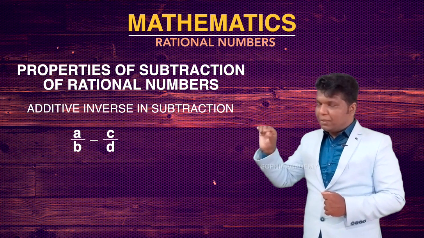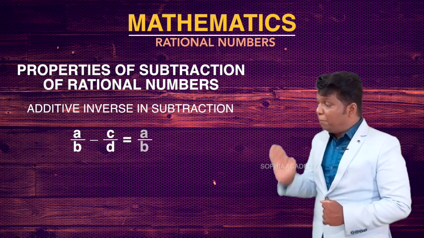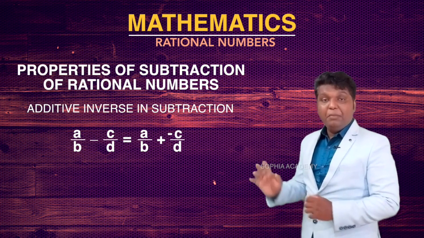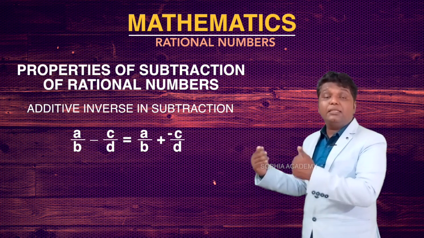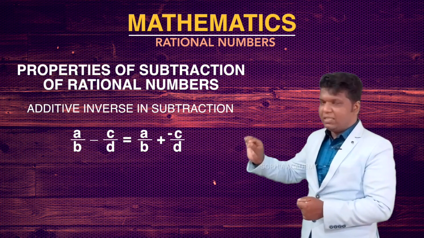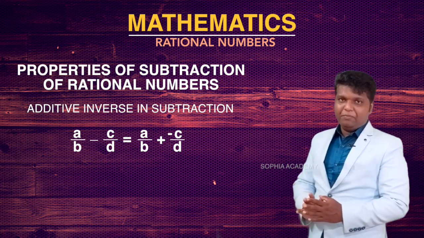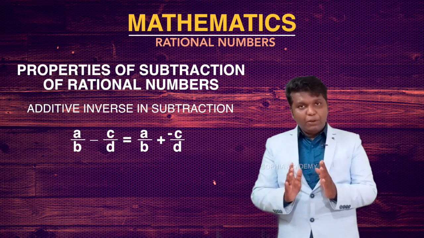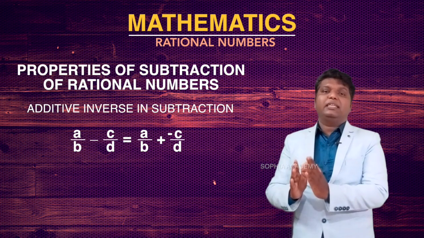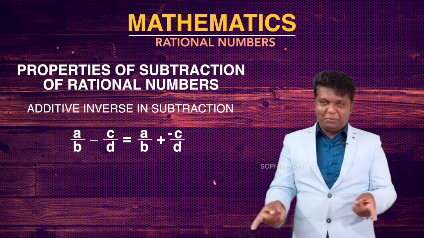So instead of a by b minus c by d, we are going to write a by b plus minus of c by d. That means change the sign of the second term and then add them together. In simple words, a by b plus the additive inverse of c by d. Whenever you want to subtract two terms, change the sign of the second term and then add it with the first term instead of subtracting.